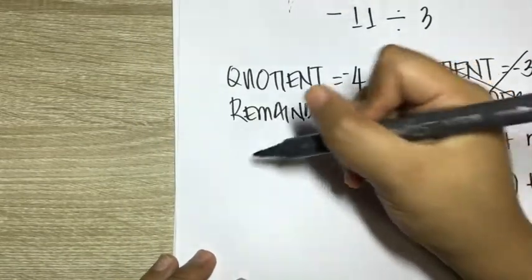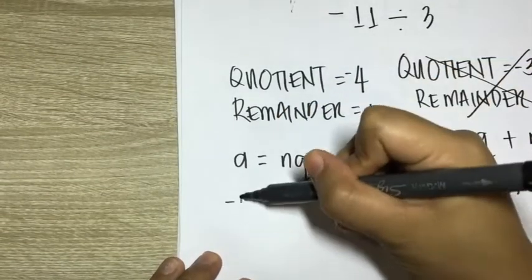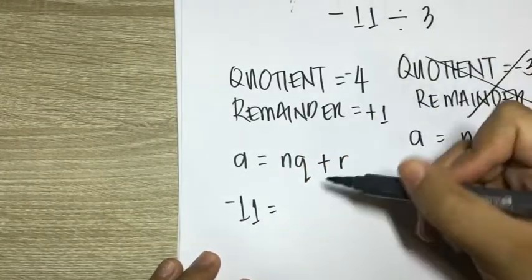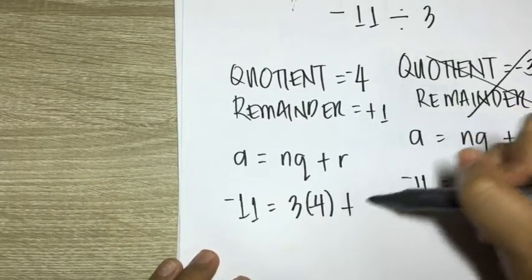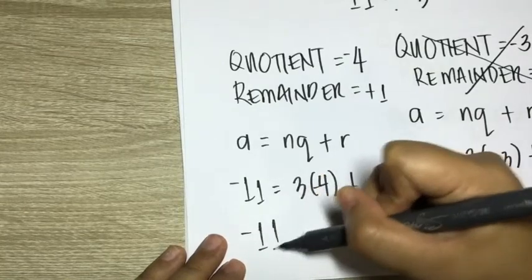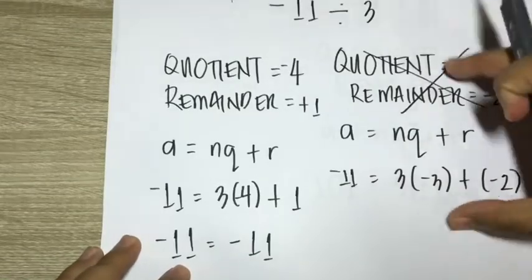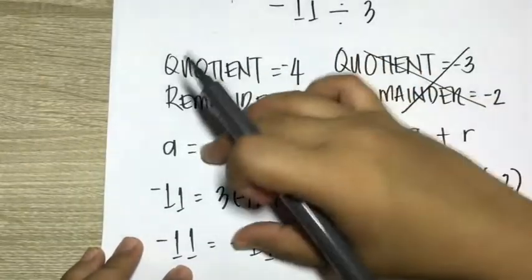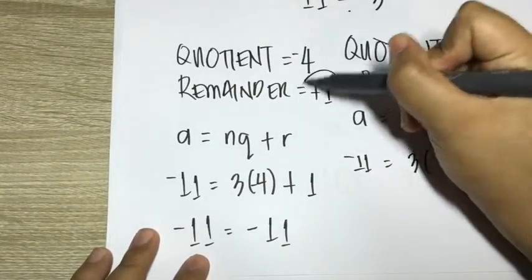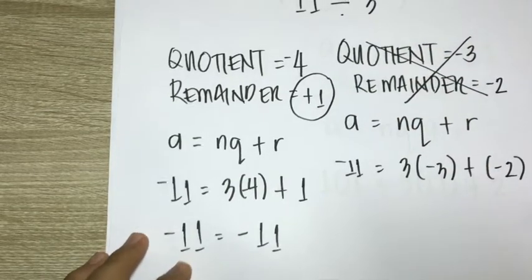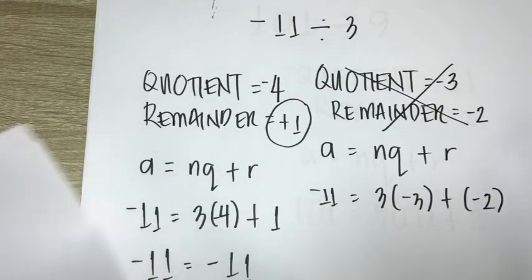So again, if we follow the relationship A is equal to NQ plus R, our dividend is -11, our divisor is 3, our quotient is -4, and our remainder is +1. In this case, we will have -11 equivalent to -11. The difference between these two sets of values that we have obtained is that our remainder in this case is a positive number, and now that will become valid. So there are cases wherein we're only concerned with the remainder.